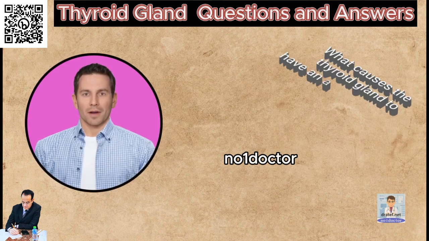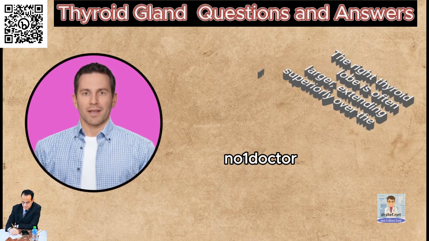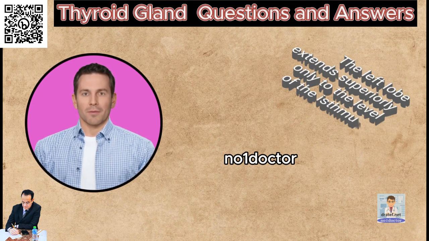What causes the thyroid gland to have an asymmetric lobular shape? The right thyroid lobe is often larger, extending superiorly over the isthmus and trachea. The left lobe extends superiorly only to the level of the isthmus.